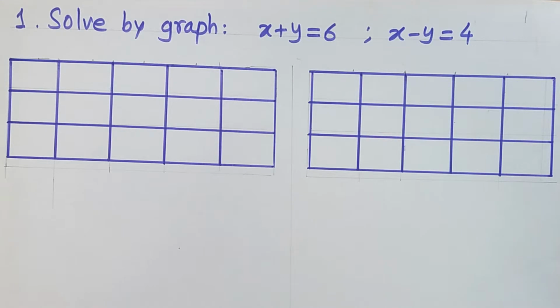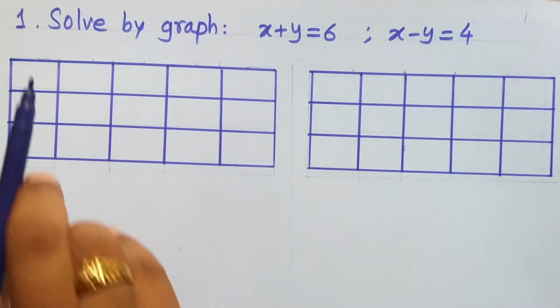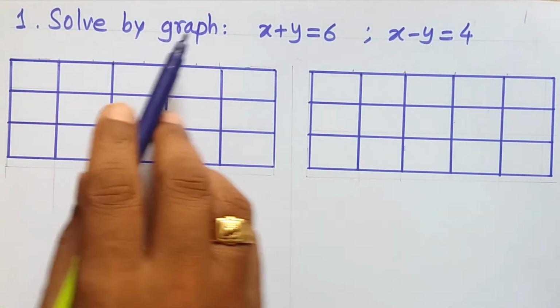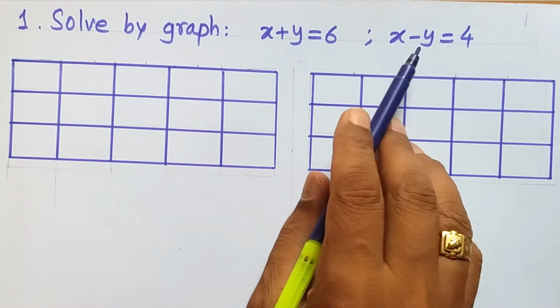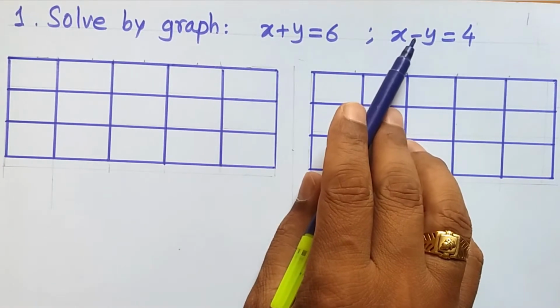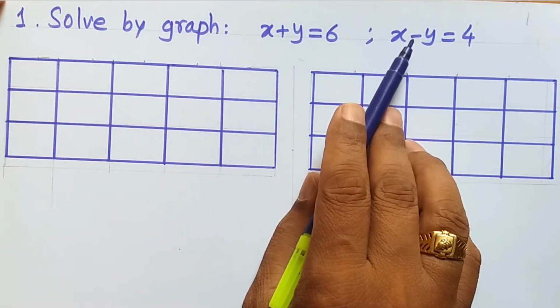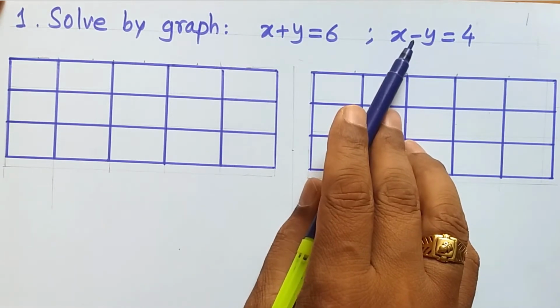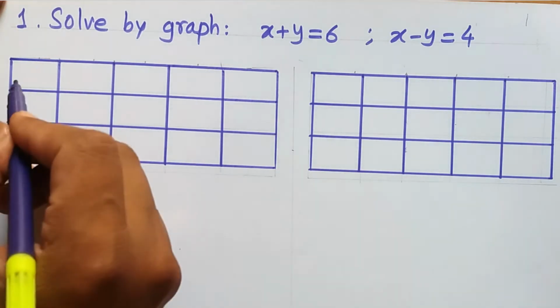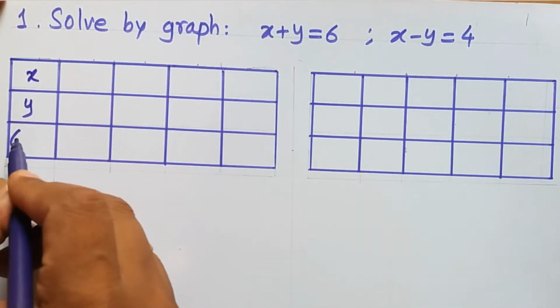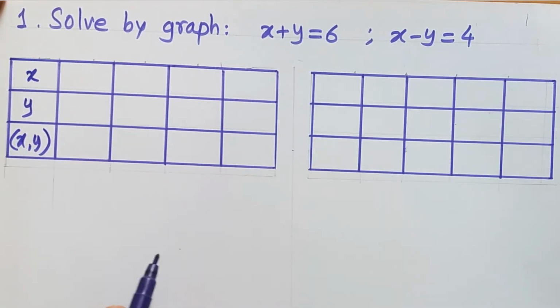Take one example from the practice set 1.2 of your textbook. The first example is like this. Solve by the graph. Equations are given: x plus y is equal to 6 and the second equation is x minus y is equal to 4. Now in order to plot the graph, we want the coordinates of the points. So find at least 4 points. Here write x, y and the coordinate of that point is equal to (x, y).